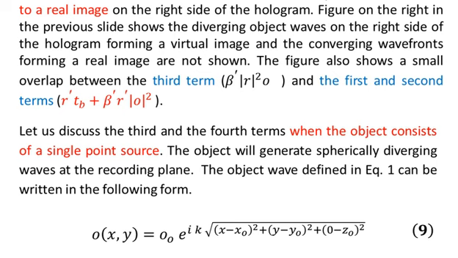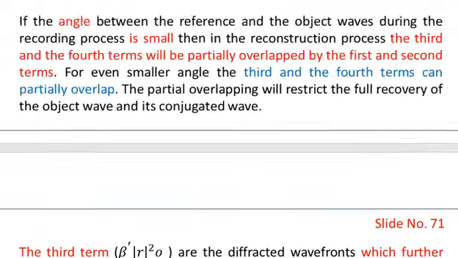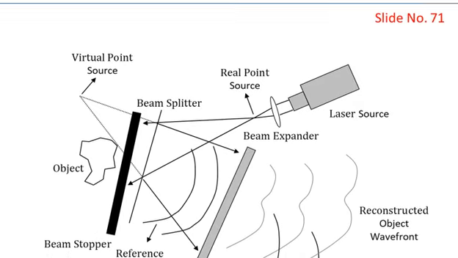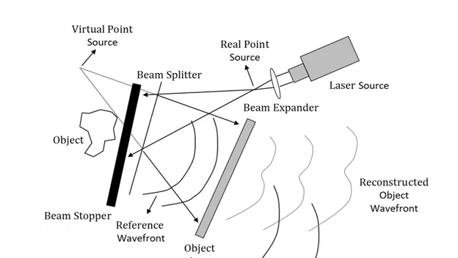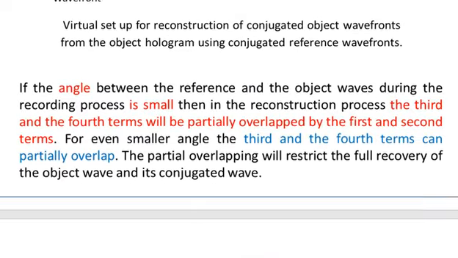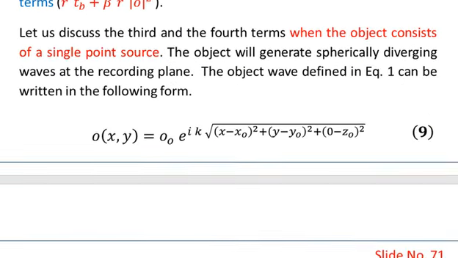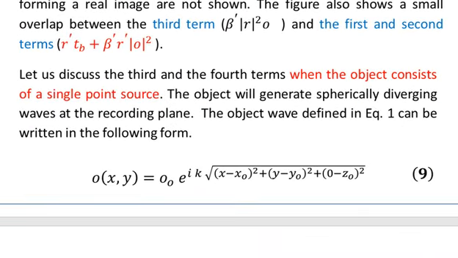Let's discuss the third and the fourth terms when the object consists of a single point source. So you see that here, rather than discussing the whole object, we are considering a single point source. You know that before that we have been considering the whole object as shown in this figure when the hologram was constructed. Now we are using this object as a single point source instead. So let's discuss the third and the fourth terms.